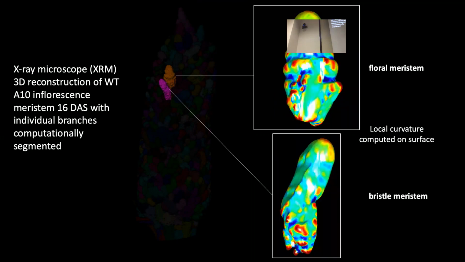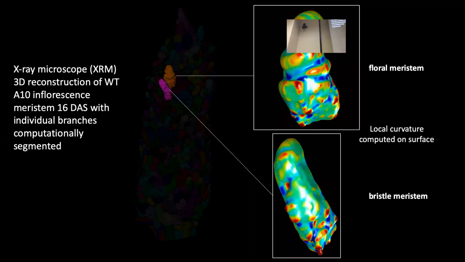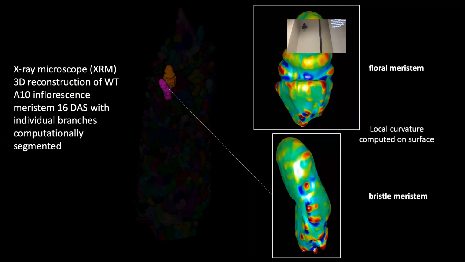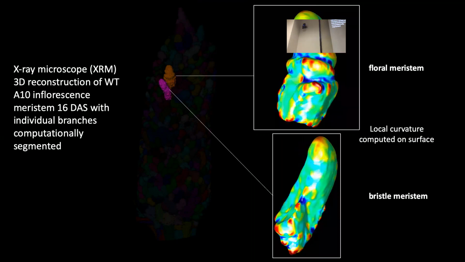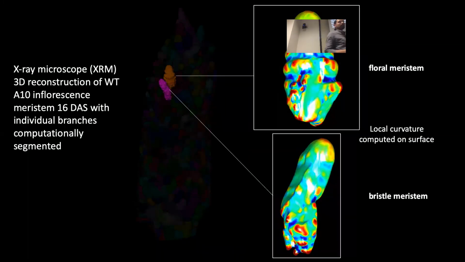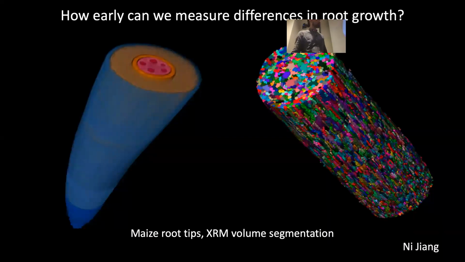We don't really know what we're measuring here, but the idea is that we would see the incipient meristems in the floral meristem. This one doesn't have as many, it's just a long branch. We computed local curvature, and you can kind of see where the meristems are forming. It is very preliminary, but that's the direction we're taking here.